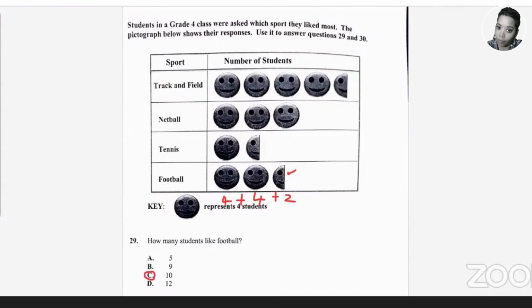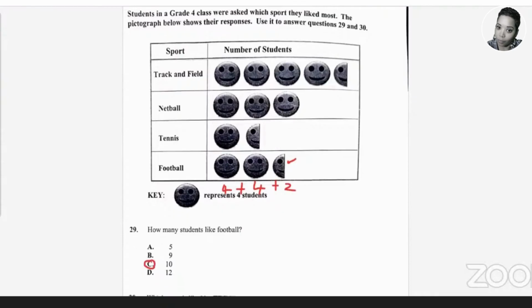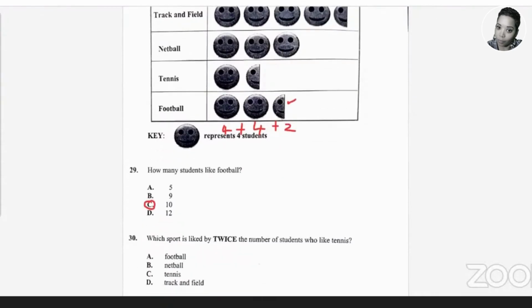All right, let's head to the final question. Which sport is liked by twice the number of students who like tennis? So we have to find out how many students like tennis. So we have 4 plus, again, half of a face, so that's 2. So 4 plus 2, that's 6. Okay, so which sport is liked by twice the number of students? So which sport is liked by 12? Okay, twice the number of students would be 6 times 2, that's 12.